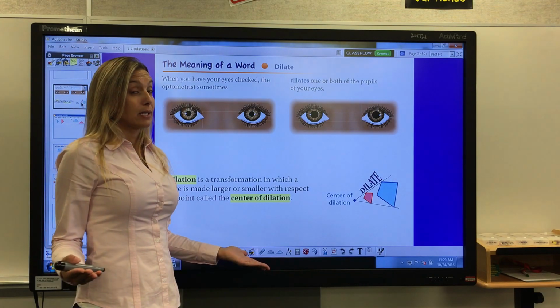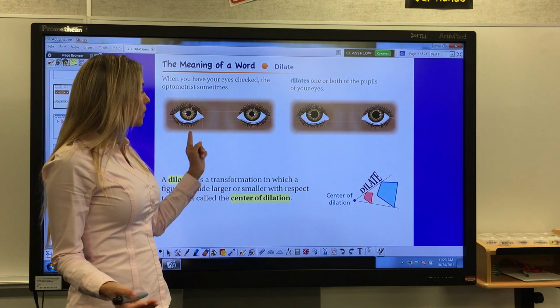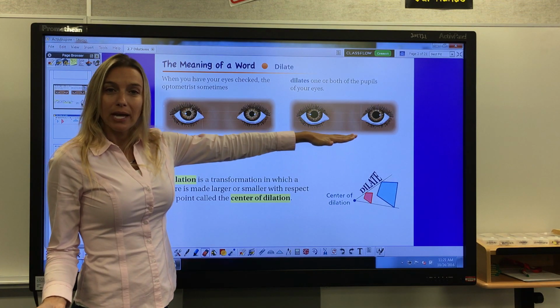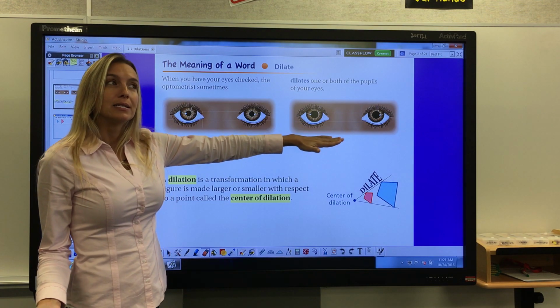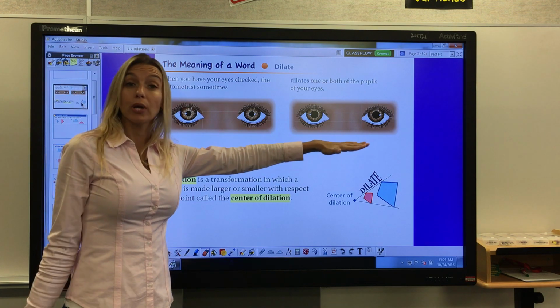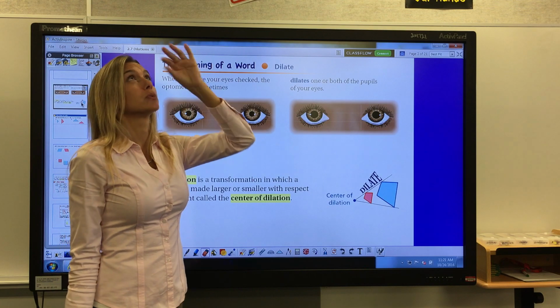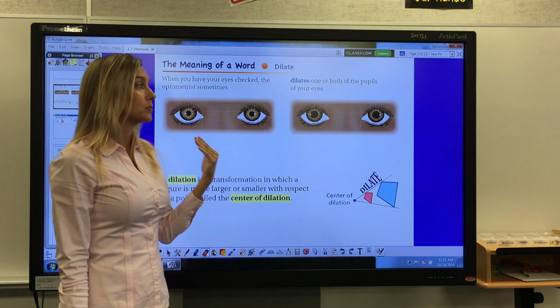Let's talk about dilations. If you notice, I have eyes in here. It's kind of a giveaway what dilation is then, right? Dilation is like if you go to an eye doctor and they have to dilate your eyes, right, to check them. They're gonna put those drops and it feels extremely uncomfortable.